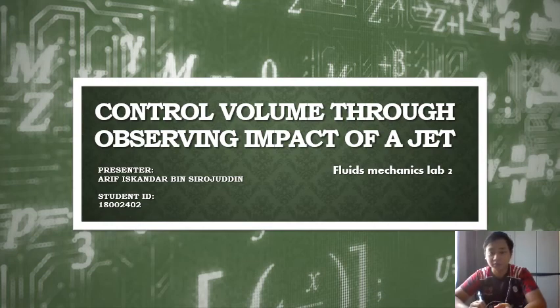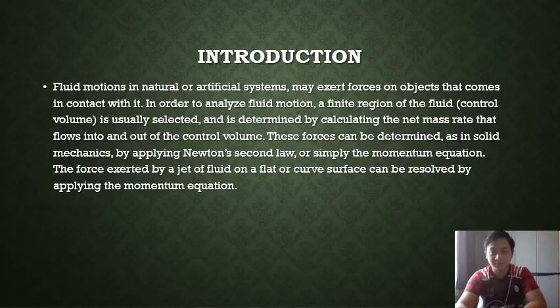I will present about control volume through observing the impact of a jet. So, what is fluid motion? It's basically a natural or artificial system that may exert forces on objects that come in contact with it. In order to analyze fluid motion, a finite region of the fluid, which is the control volume, is usually selected and determined by calculating the net mass rate that flows into and out of the control volume. This process can be determined, as in solid mechanics, by applying Newton's second law, or simply the momentum equation.